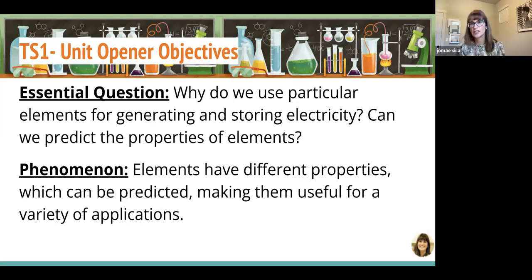So the essential question in the unit opener is, why do we use particular elements for generating and storing electricity? And can we predict the properties of those elements then? The phenomenon is that elements all have different properties, and that those properties can be predicted, and that makes them useful for a variety of applications.